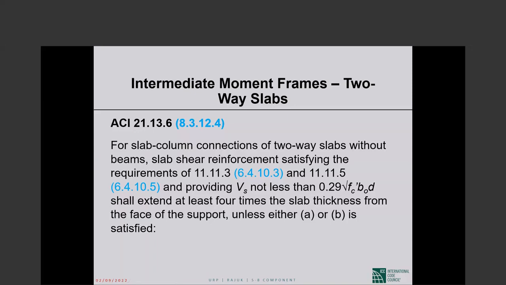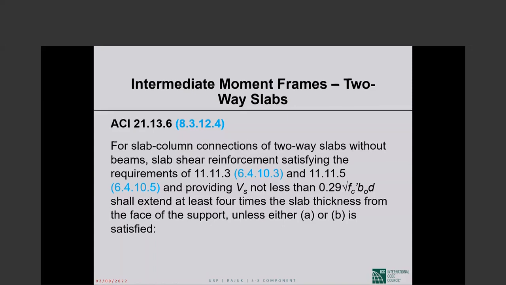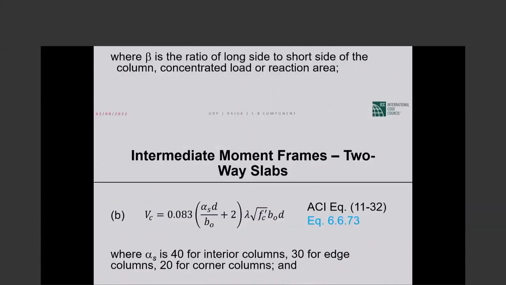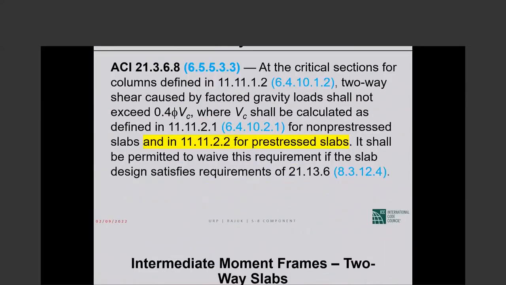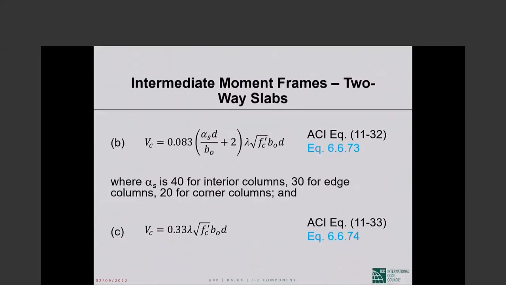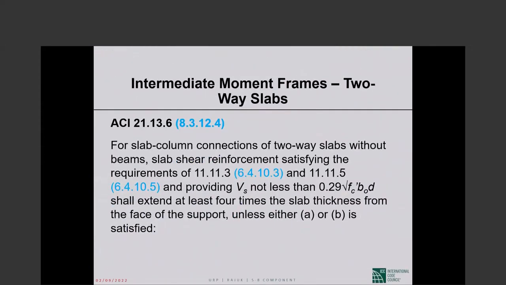This is not the intermediate moment frame section. Intermediate moment frame section is 21.3 or whatever it was, 21.4 in 318-08. So this is a 21.13 section, gravity frame. That's where we placed it. Intermediate moment frame section is saying that if you would do what you would do for a gravity frame that is combined with shear walls in a high seismic zone, then you are good. Then you don't have to live with the 40% phi times V sub c limitation.